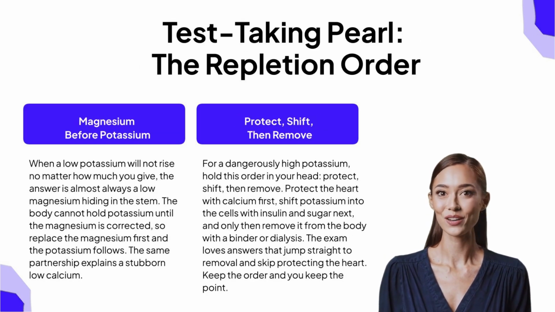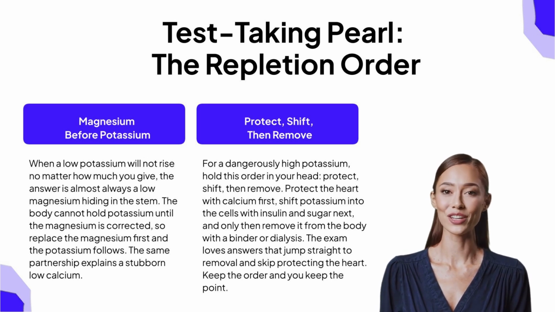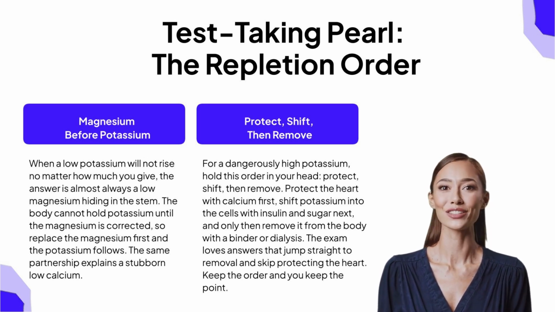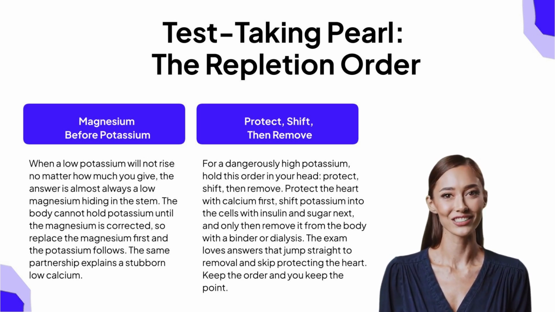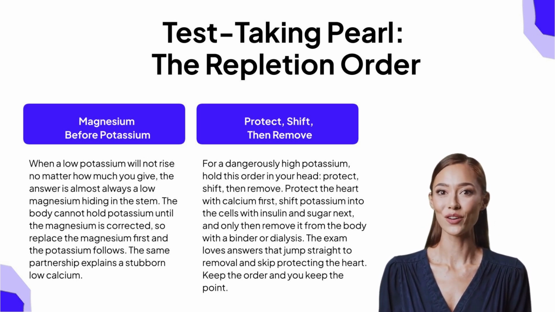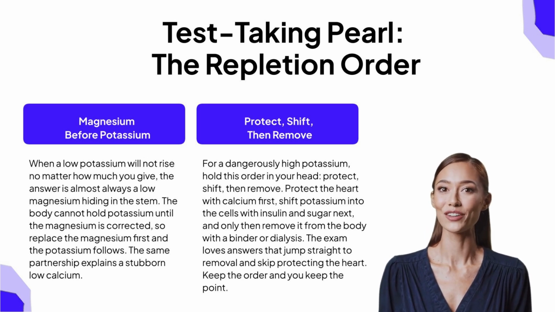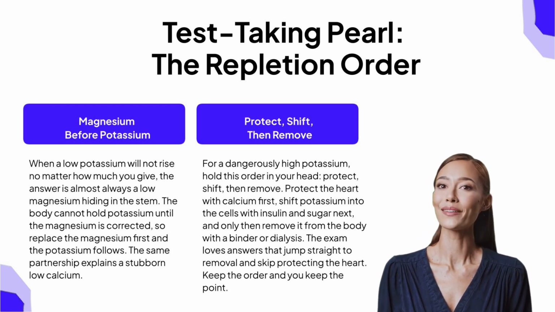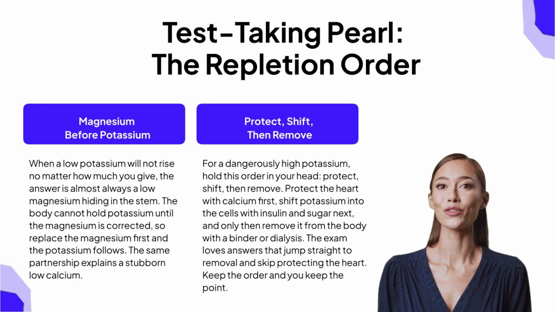Here is a high-yield pearl that ties the electrolyte questions together, and it is all about order. First, magnesium before potassium. When a low potassium simply will not rise no matter how much you give, the answer is almost always a low magnesium hiding somewhere in the stem. The body cannot hold onto potassium until the magnesium is corrected, so you replace the magnesium first and the potassium follows on its own. That same partnership explains a stubborn low calcium, so whenever repletion is not working, look one mineral over for the hidden cause.